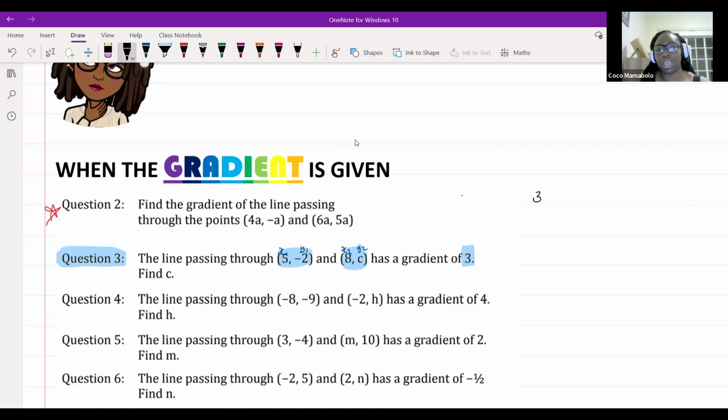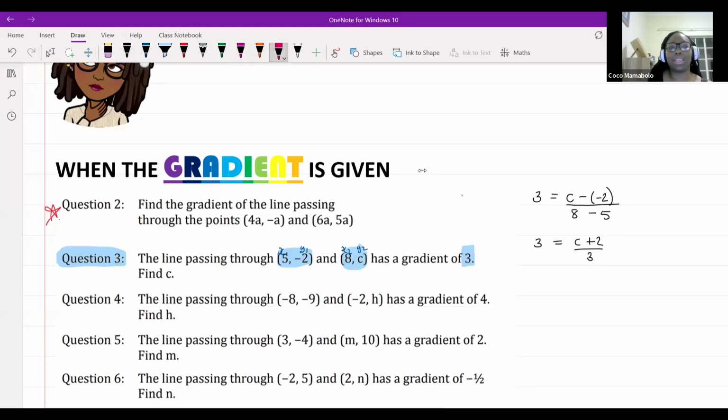So I'm going to go 3 is equal to y2, which is c, minus y1, which is negative 2, over x2, which is 8, minus x1, which is 5. And then basically we're just solving for c. Right, so I'm going to get 3 is equal to c, a negative and a negative will give us plus 2 over 8 minus 5, which is 3.